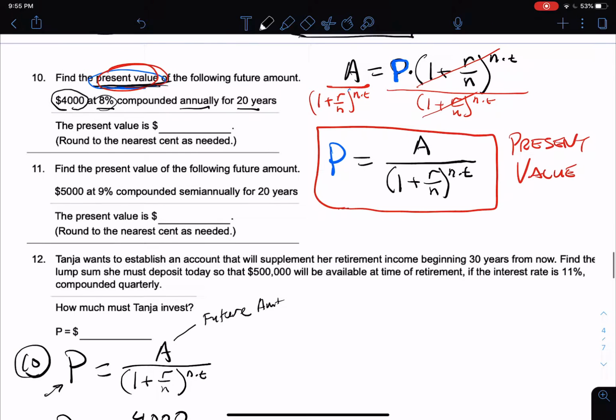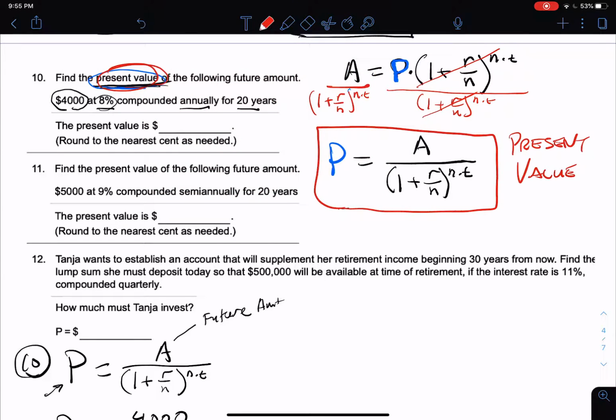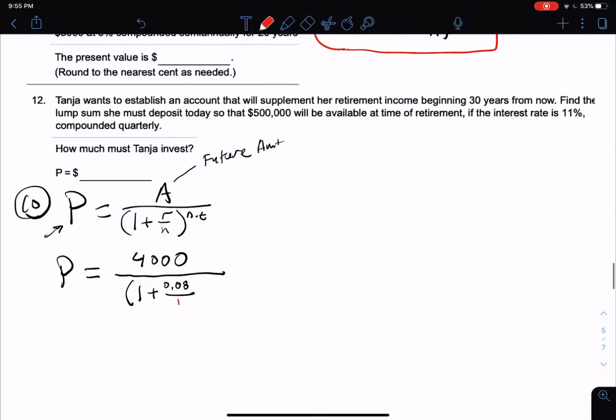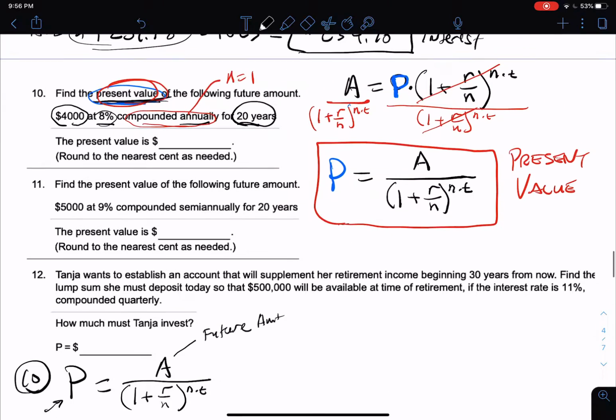Compounded what? I like to use red for those. It says compounded annually. Well, compounded annually means n equals 1. We like that because you put a 1 there and a 1 up there, which makes it easy for calculations. So compounded period 1 and 1, and then what's the time of this interval? 20 years. Okay.